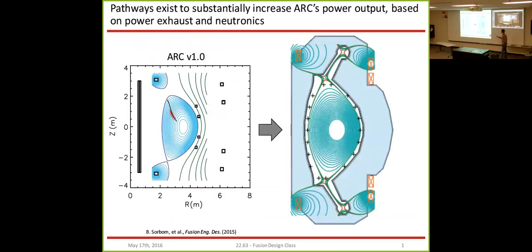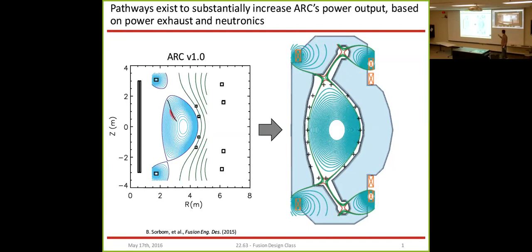So on the left, you can see a poloidal cross-section of the original ARC design. As you can see, there isn't a ton of detail around the diverters. It's a relatively rough sketch, although it still has a lot of the main components there. On the right, you can see an ACOMI design that represents exactly what we've produced through this class.